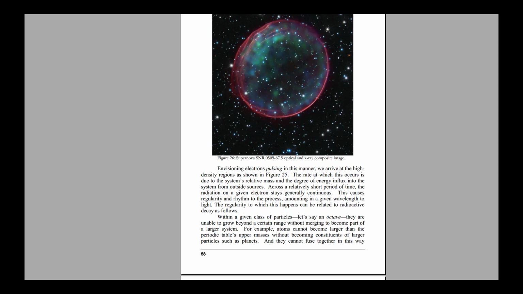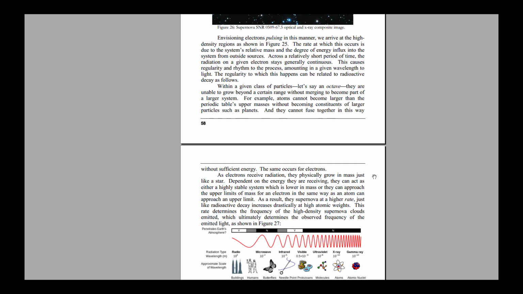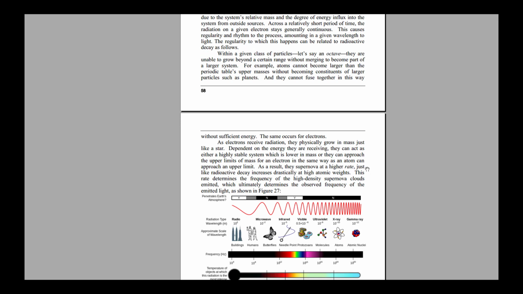The regularity to which this happens can be related to radioactive decay as follows. Within a given class of particles, let's say an octave, they are unable to grow beyond a certain range without merging to become part of a larger system. For example, atoms cannot become larger than the periodic table's upper masses without becoming constituents of larger particles such as planets, and they cannot fuse together in this way without sufficient energy. The same occurs for electrons.